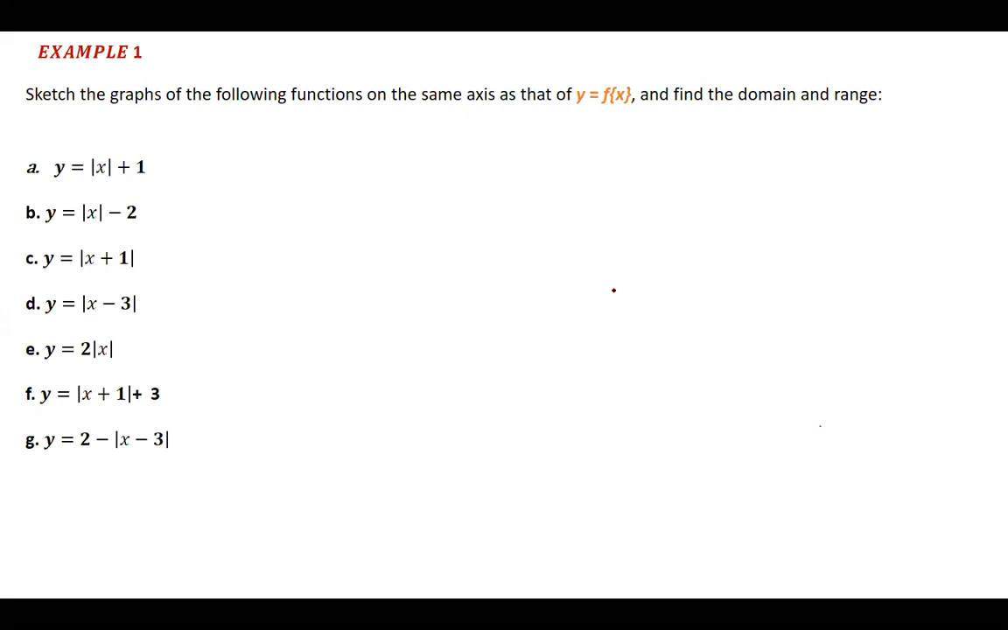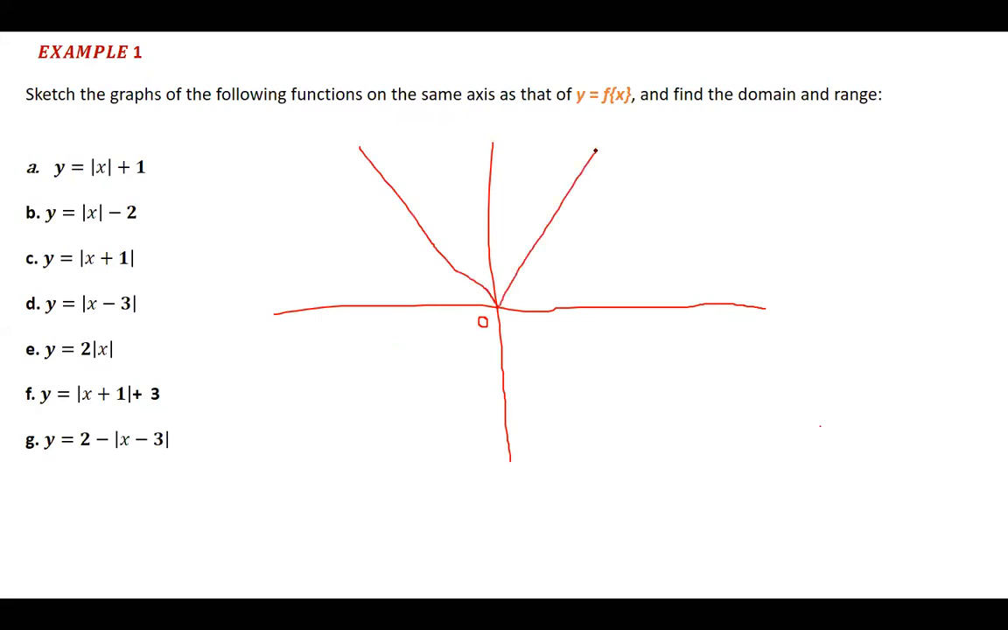So the first one here, we have the absolute value of x plus 1. How does that come out? It's going to be like this. The absolute value of x, we know that it always comes out like that. Now, if there is a plus 1 here, it simply means that we're going to shift by 1 in the y, like that. So this is how it's going to come out.